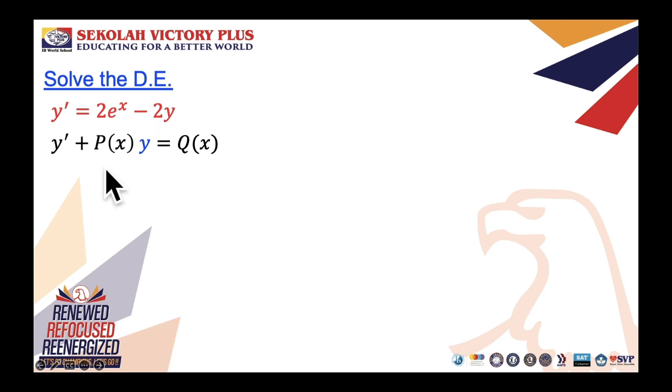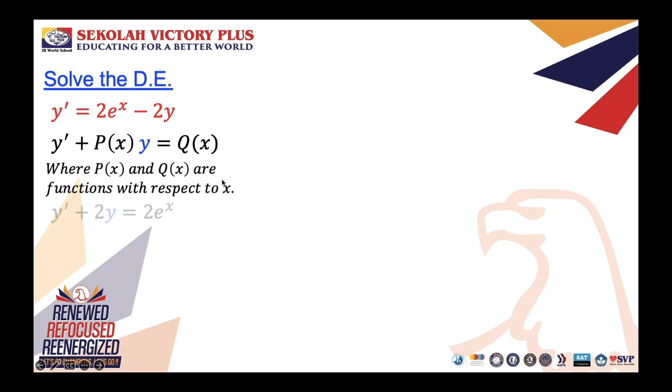Okay, so if we follow this form, this becomes y prime plus 2y equal to 2e raised to the power of x. Now, if you compare this with the given format here, we can conclude that your p of x is equal to 2. So p of x is the expression together with the variable y. It could be an expression with x, or it could be a constant, a coefficient. All right? So in this case, it's just a numerical coefficient. So your p of x is equal to 2.